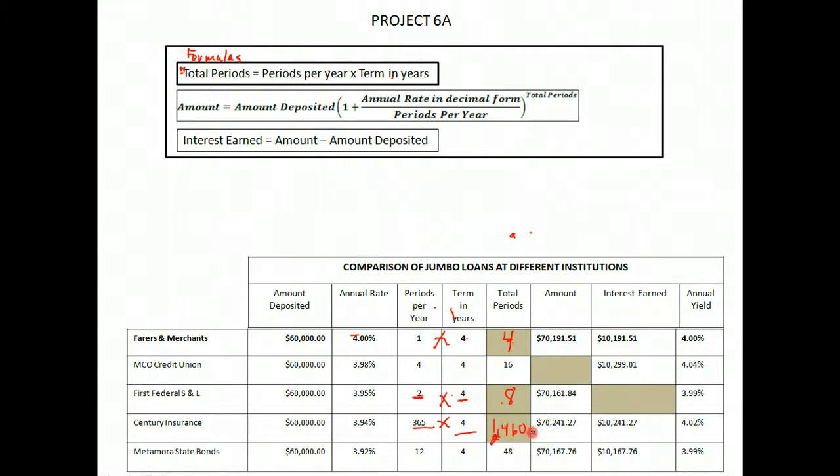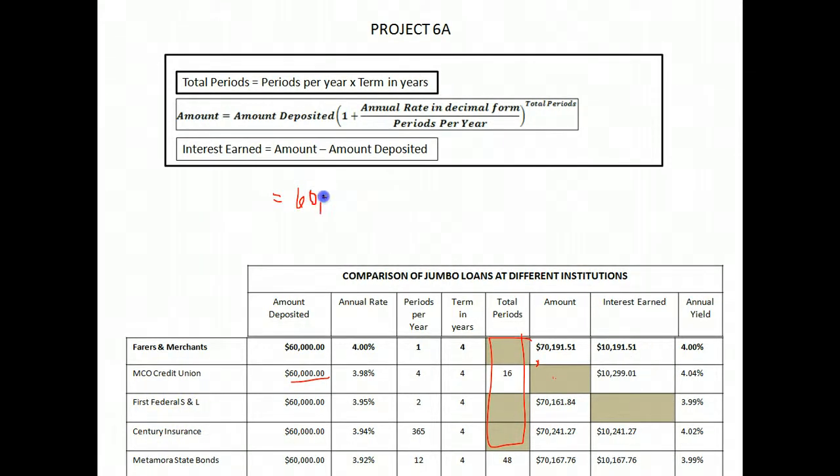I'm going to go to a new page here. It's clean. Okay, so we already did these. Let's move on. This one wants to know the amount. Okay, and there's the formula that we used earlier. Okay, you take the amount deposited. So let's make sure we're looking at the right line. The amount deposited was 60,000. That's the amount we put into the account.